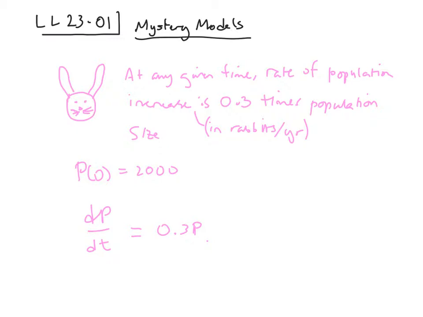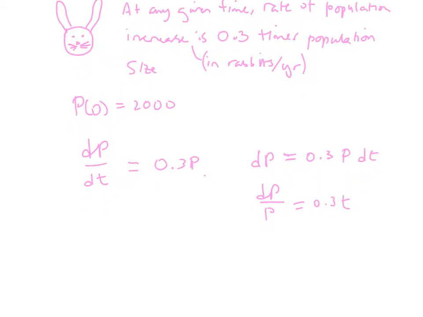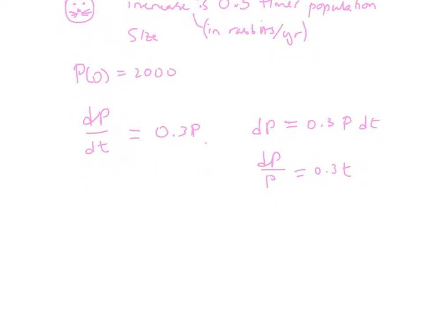So this is separable. We can actually, now that we have Nicole's and Logan's blessing, take this dt, multiply both sides by it, move it to the other side, and get dP equals 0.3 P dt. And then we can take this P here, divide by P, get it over to this side. So dividing by P on both sides gives me dP over P equals 0.3 dt. Sorry about that, dt.